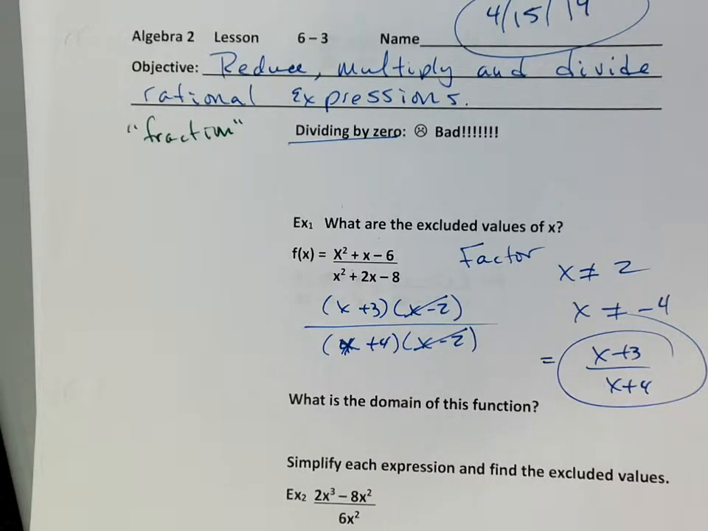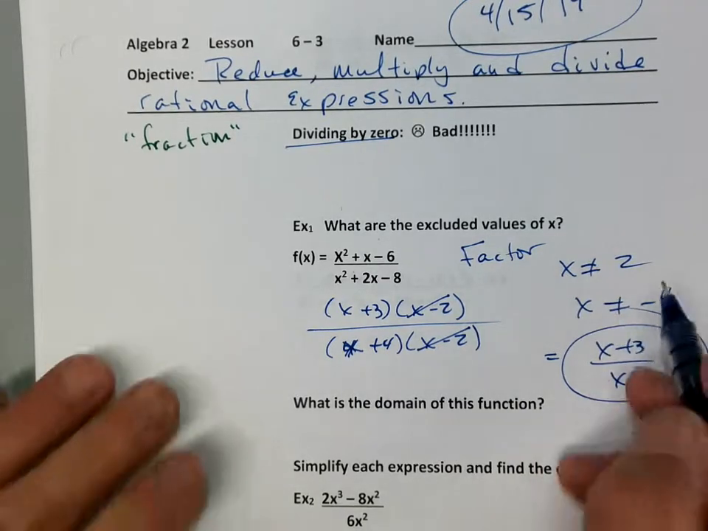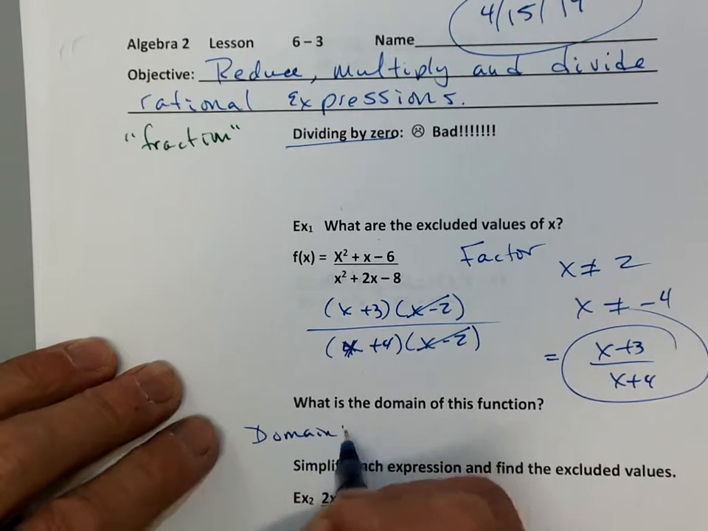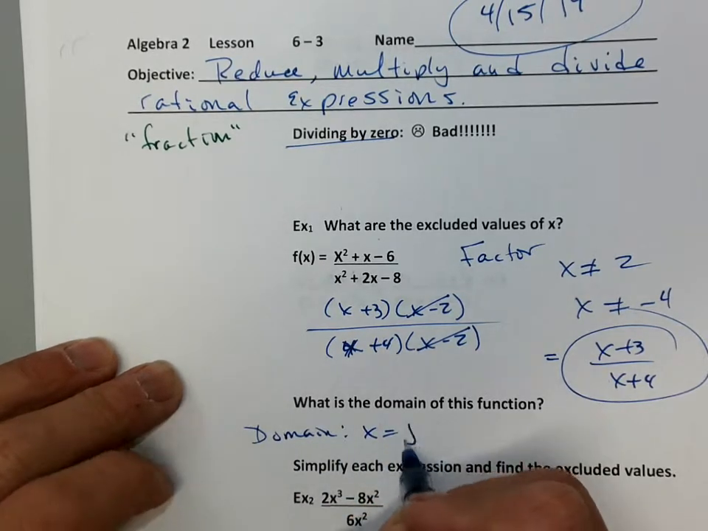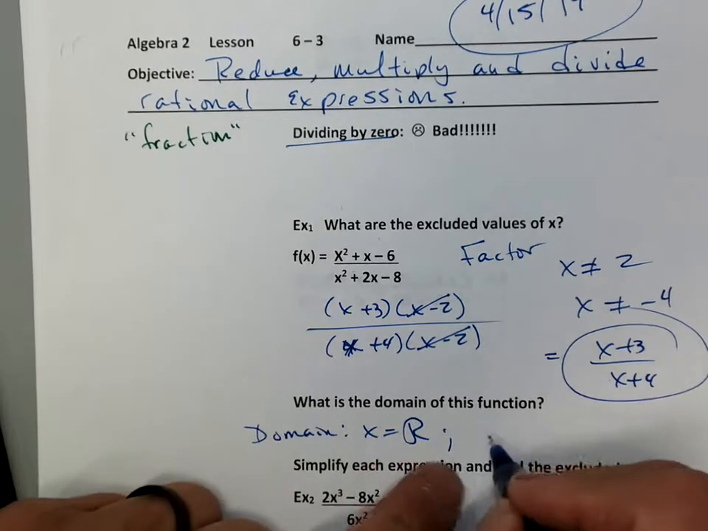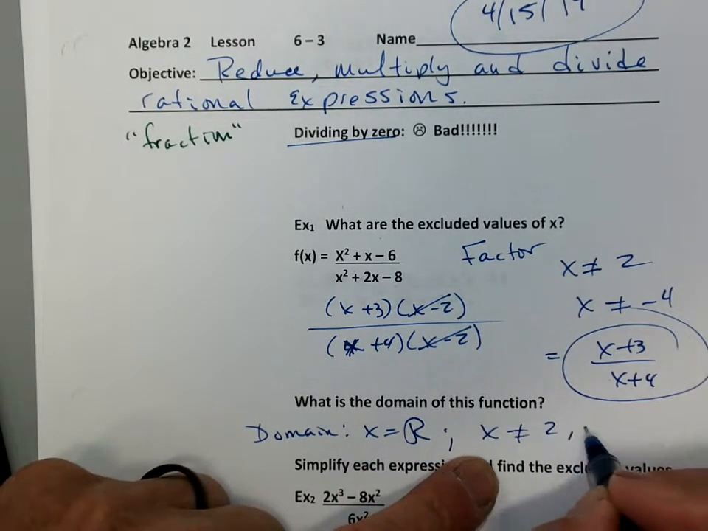Does that make sense? What's the domain of this function? Well, x can be anything. You throw anything in for x, anything except these two values. So the domain, you're going to say the domain is this. X equals everything, all real numbers. It could be 5, it could be 100, it could be 1,000, it could be 1,000,000,000, it could be 1.3, but it cannot be everything. X cannot equal either 2 or negative 4.